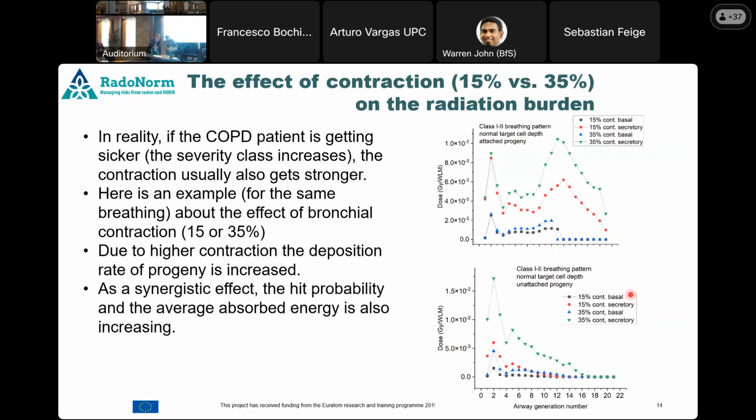And as you see, more contraction results in more dose, even for the same breathing. So the contraction has a very high effect on the absorbed energy and also the hit probability. So it's important to model the health status of the patients.